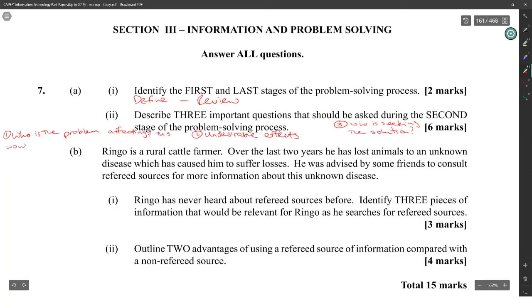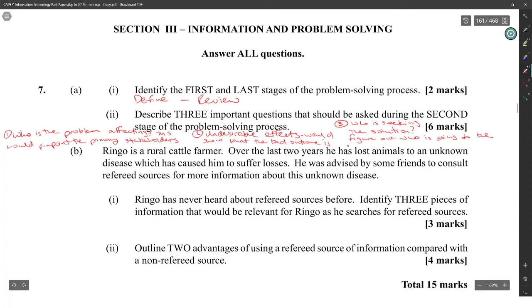This would pinpoint primary stakeholder. The undesirable effects would show what the bad outcome is. And 3, who is seeking the solution would be bigger. Who is going to be involved in the solution process.